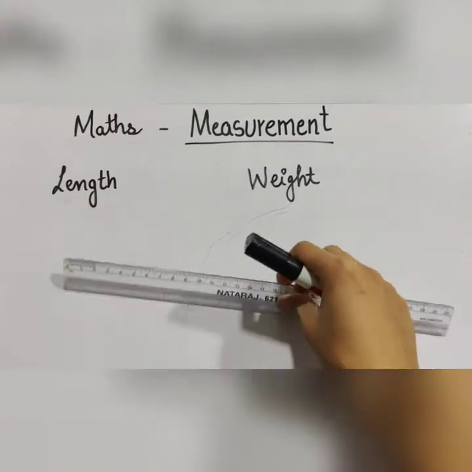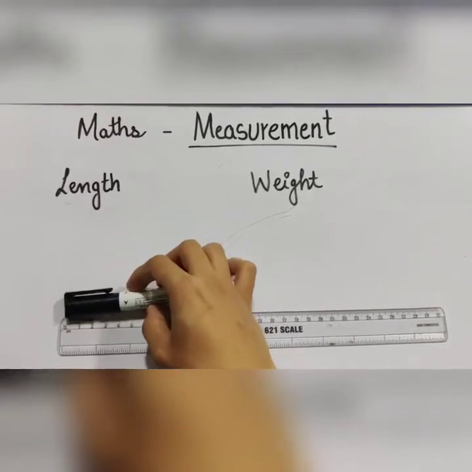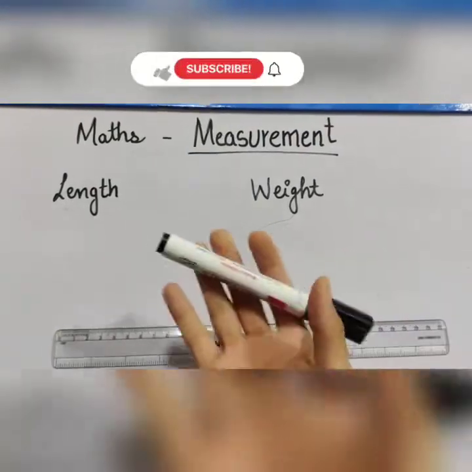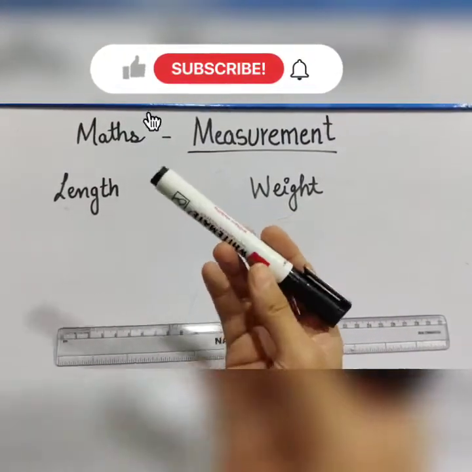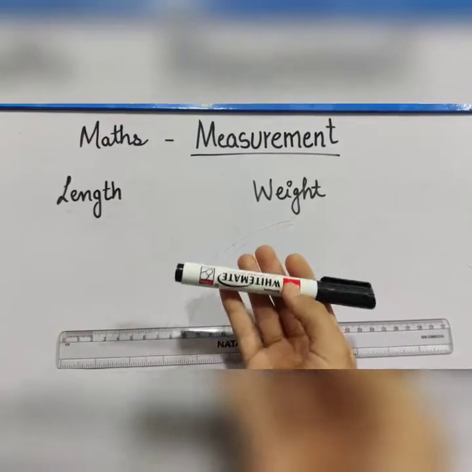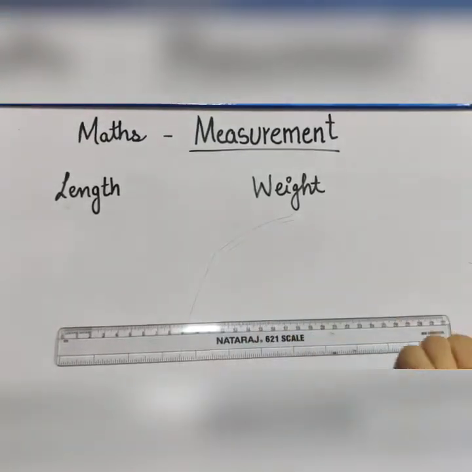We measure the length to know how long it is. But to measure the weight, we want to know how much amount is there in anything, like in this marker, how much ink is there. For it, we will measure the weight.